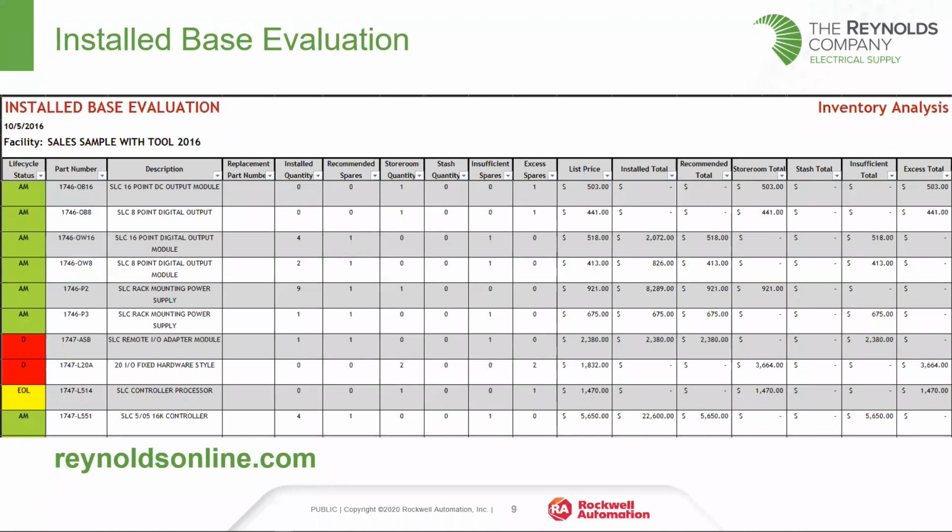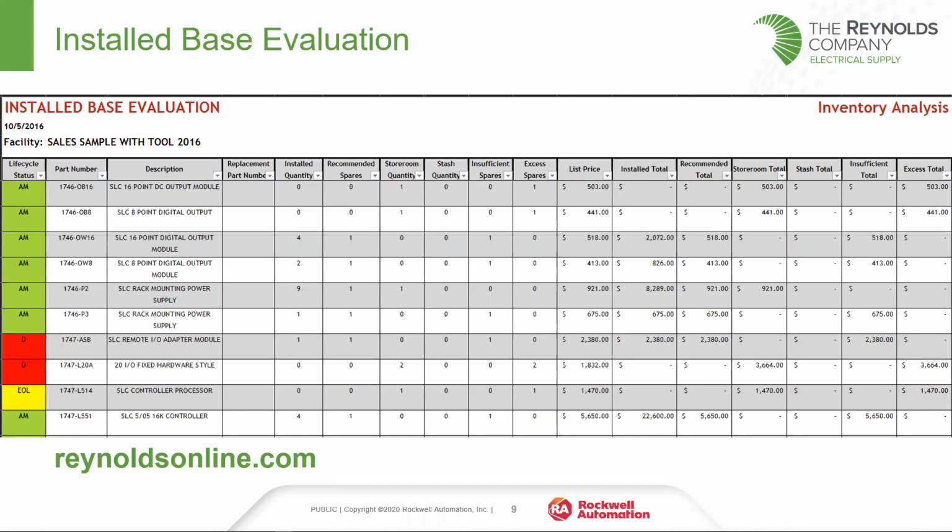Now that recommendation comes from how many are installed, how often they are running, and what is the industry average mean time to failure. So those three items, again, how many are running in the plant? How often are those panels running? Is this a 24/7 operation, or is this on a machine that only runs a couple times a week? And then mean time to failure. So what's the average time before this part typically fails? All of that goes into our recommendation.